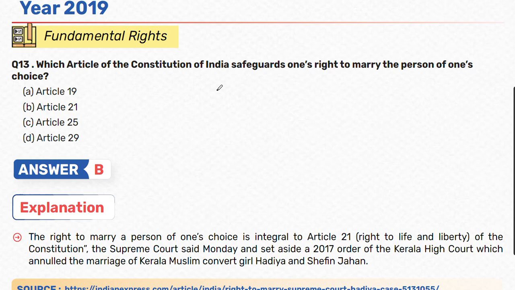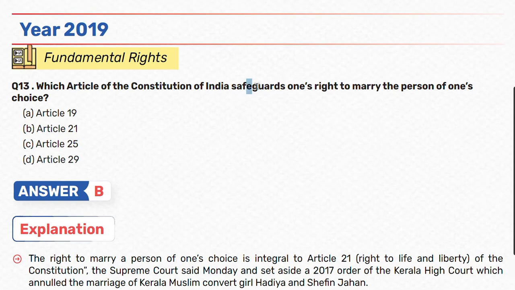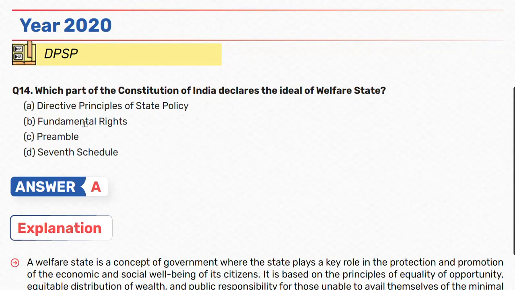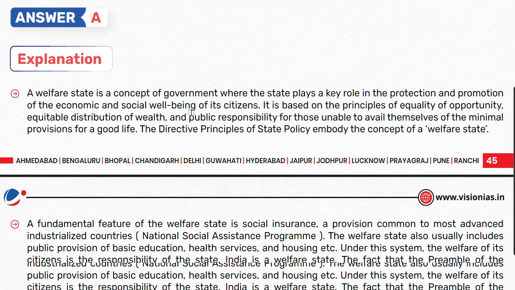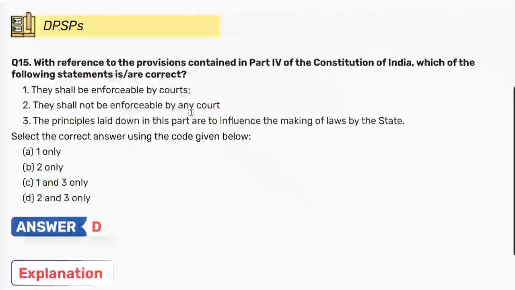Now, which article of the Constitution of India safeguards one's right to marry the person of one's choice? Article 21, again, the correct answer. Now, which part of the Constitution of India declares the ideal of welfare state? So, DPSP. Okay. With reference to the provisions contained in Part 4 of the Constitution of India, which of the following statements are correct?